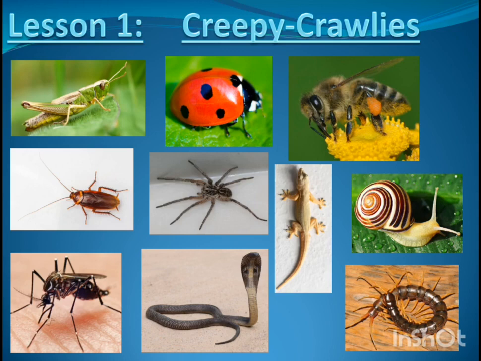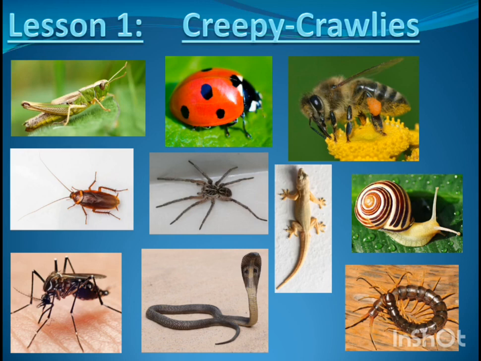So these crawlers are different in colors, sizes, and how they move. If you see the snake and snail, they don't have legs, isn't it children? They move with the help of the body. And if you see the honeybee, they fly. The mosquito will fly. So they differ in how they move.